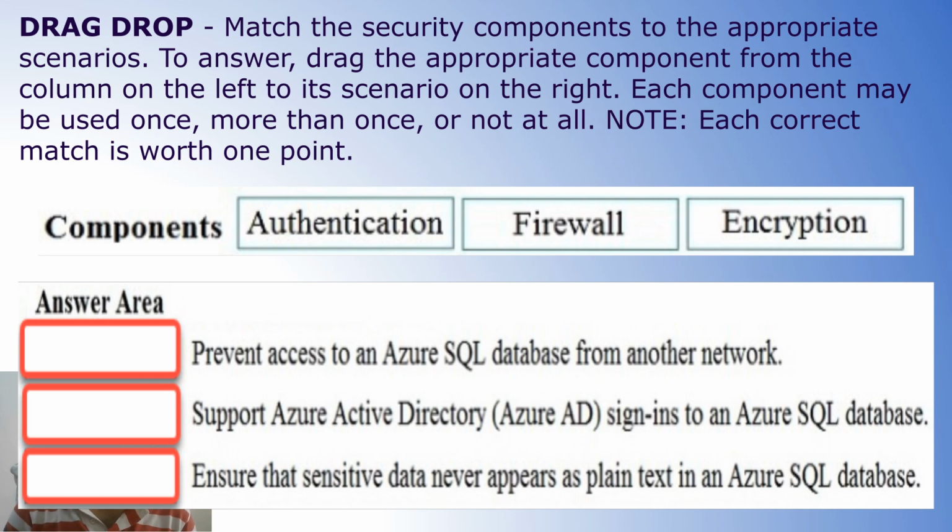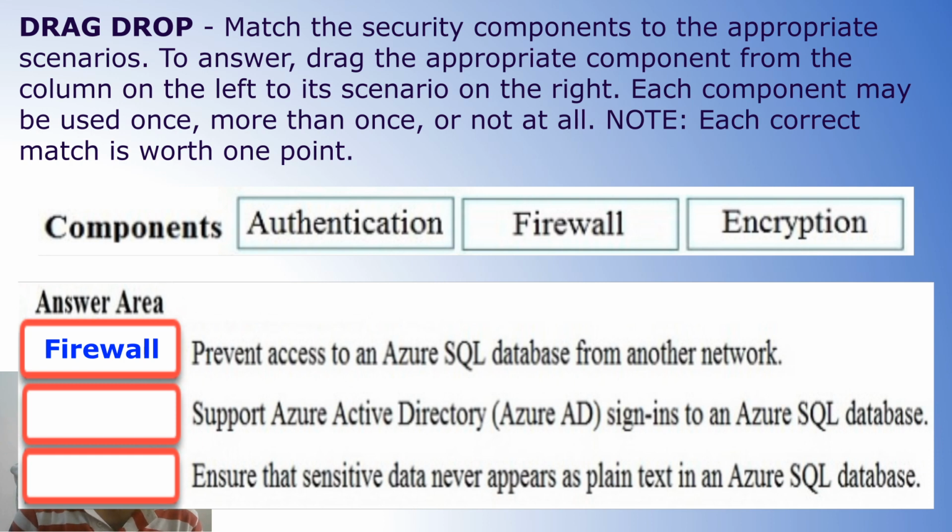Answer: in the first scenario, to protect the Azure SQL database from another network, the security component firewall is appropriate here because the gateway firewall can limit addresses, which allows customers granular control to specify ranges of acceptable IP addresses. The firewall grants access based on the originating IP address of each request.